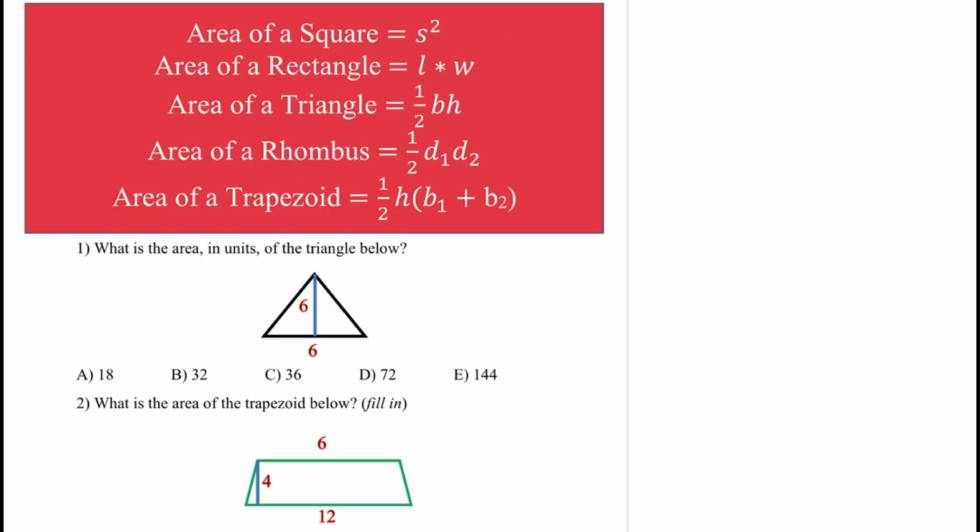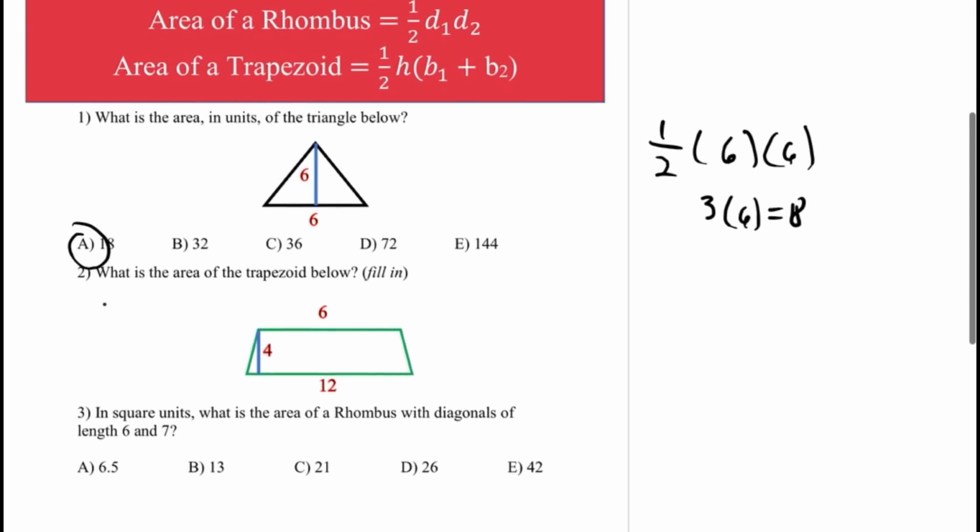Number 1. What is the area in units of the triangle below? Area of a triangle is 1/2 base times height. The base is 6. The height is 6. Simply 1/2 base times height. 1/2 of 6 is 3. And 3 times 6 is 18. Answer choice A.